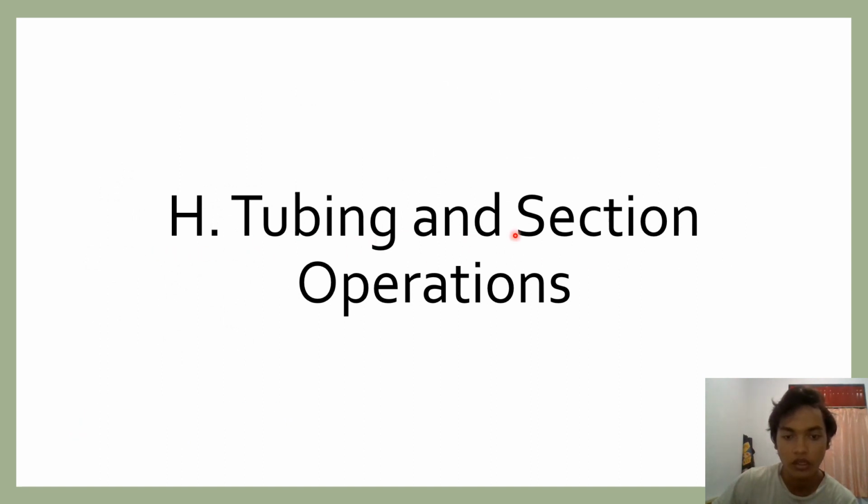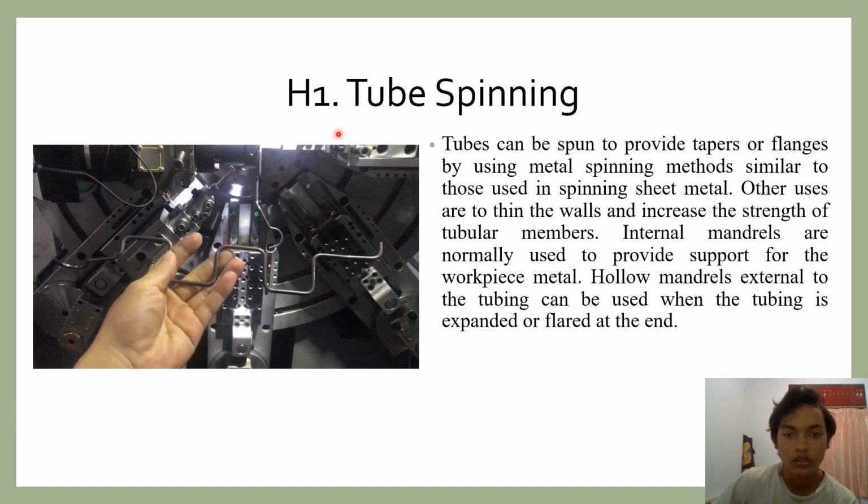Next is tubing and section operation. H1, tubing, tube spinning. Tubes can be spun to provide taper of ends by using a metal spinning method similar to those used in spinning sheet metal. Other uses are to thin the walls and increase the strength of the tubular member. Internal mandrels are normally used to provide support for the workpiece metal. A hollow member external to the tubing can be used when the tubing is expanded or flared at the end, like this.